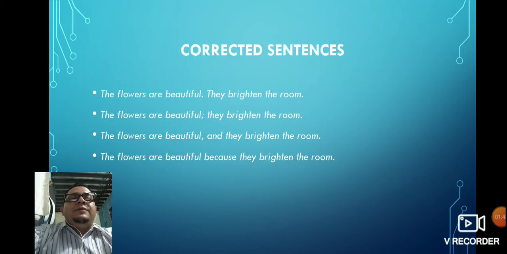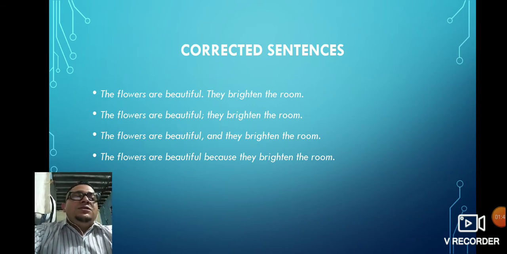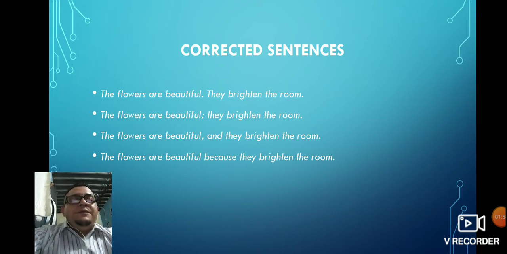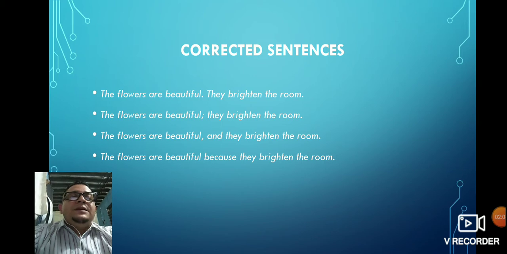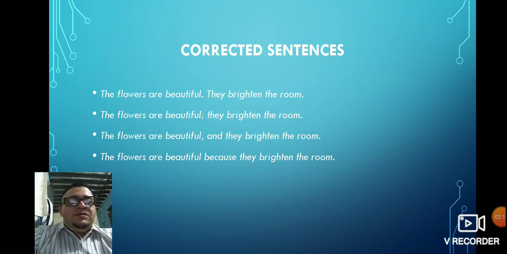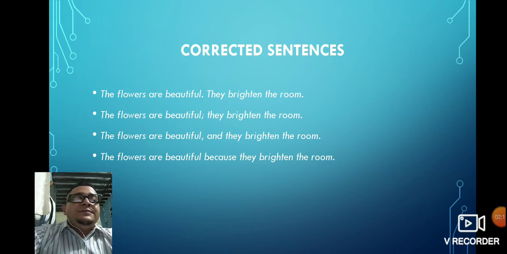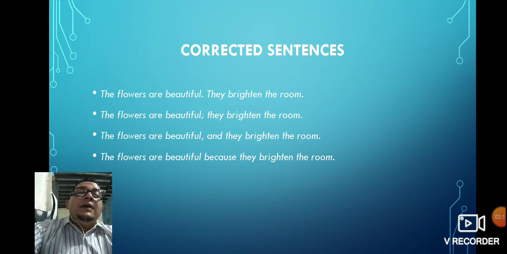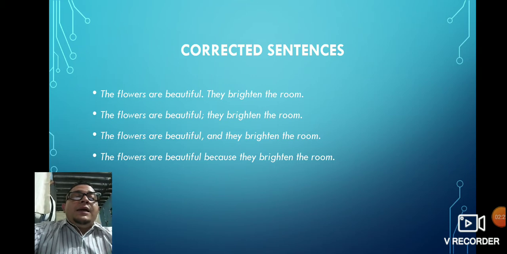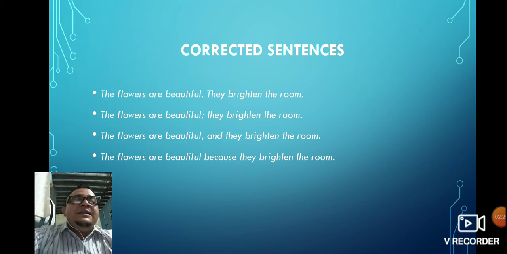Now in that slide, I'm going to show you how the previous sentences should have looked in our writing. As you see, the first one: the flowers are beautiful. They are using a period, and the first letter of the subject in the second independent clause is in capital letter. The second one: the flowers are beautiful, using punctuation, as the rule said, in this case a semicolon, and the second independent clause. The third one: the flowers are beautiful, they are using a comma and the respective coordinating conjunction, in that case and, and the second independent clause, in that case, they brighten the room.